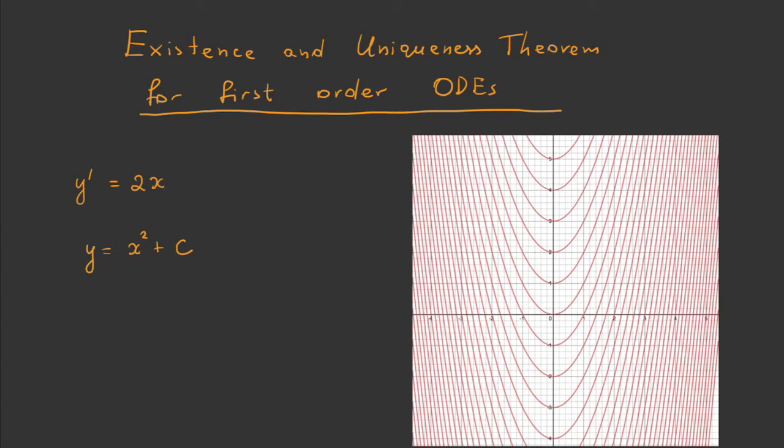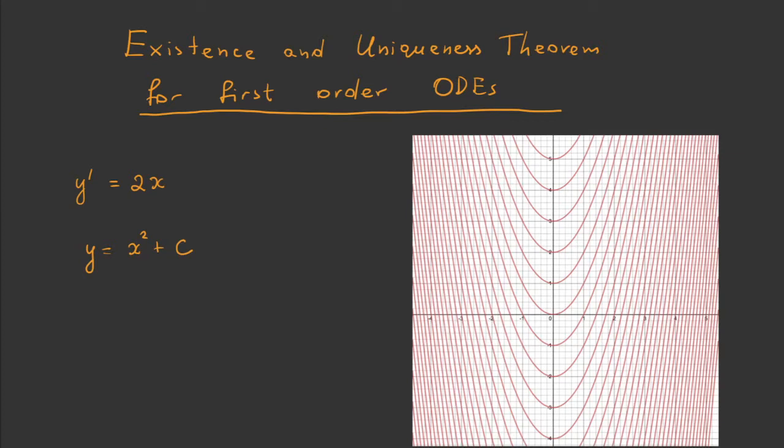For example, if we look at the simple differential equation y prime equals 2x, we find that it has infinitely many solutions. In fact, its general solution, which is easy to find by integrating the right-hand side, is y equals x squared plus c, where c is an arbitrary constant.